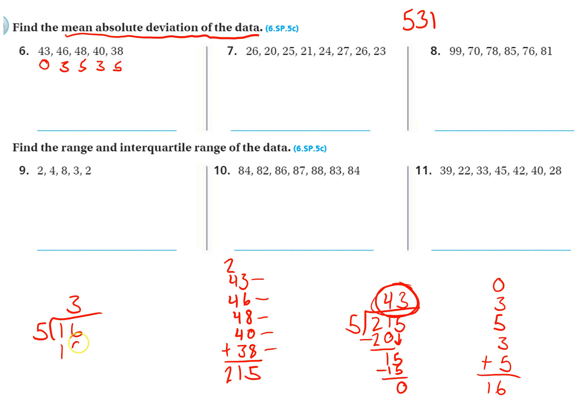3 times 5 is 15. Subtract gives me 1. Add a decimal. Add a 0. Bring it down. Bring my decimal straight up. 5 goes into 10 twice. So 3.2 is my final answer. That's the MAD, the mean absolute deviation.